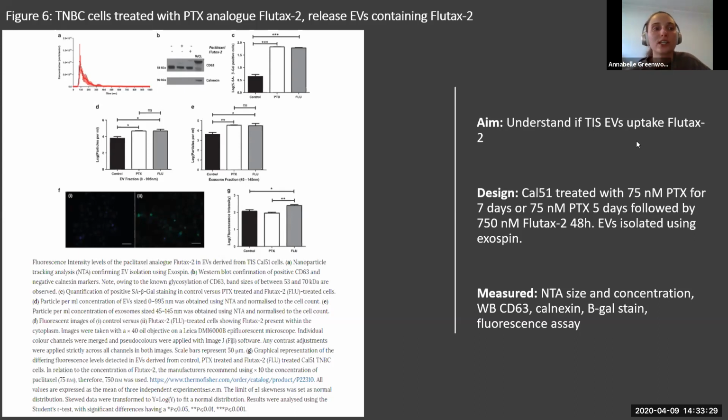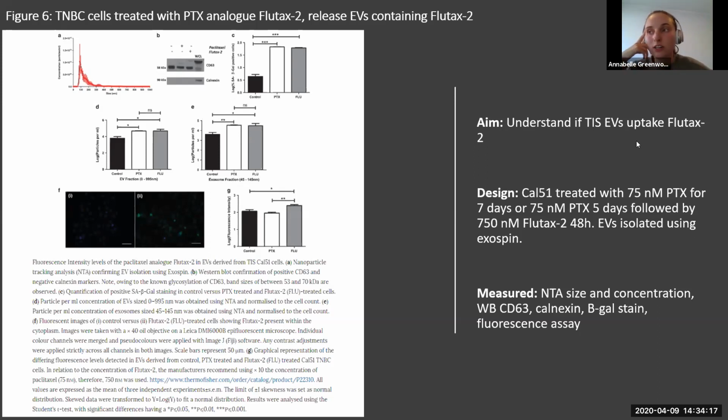And so then what they did is they measured NTA size and concentration, where they show the concentration of the EVs is the same across both the treatments and greater than the control EVs in D. They only use one positive Western blot marker, CD63, and one negative Western blot marker, Calnexin. So I think because they are using a different preparation method, they really should do the entire validation process again. So they're also missing that single vesicle image, like using electron microscopy.